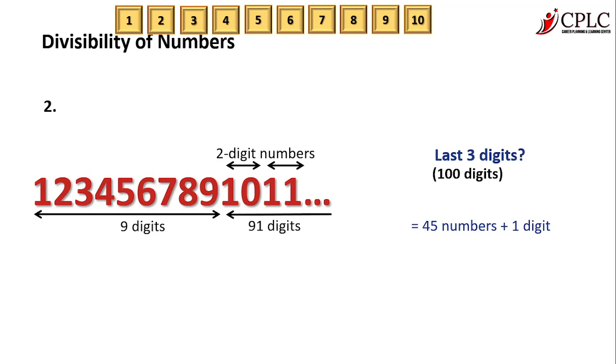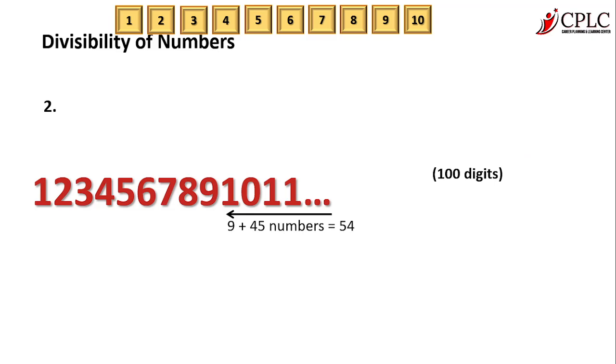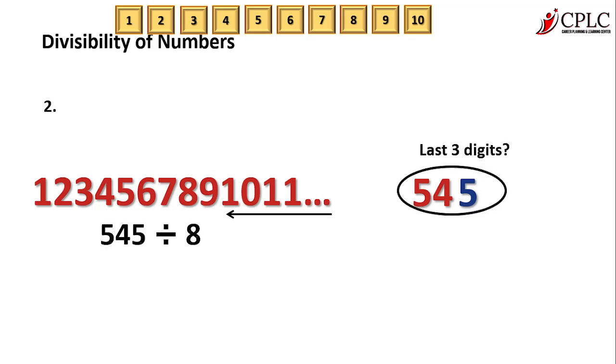Then 10 onwards, every number is a two-digit number. So we need to write 91 more digits because total 100 digits. That is going to be the possibility by considering 45 numbers plus one digit. So after 9, the 45th number is 54, plus one digit, the first 5 of 55, that is 5. So that is how 545 comes, and you divide that by 8, you get the remainder as 1.